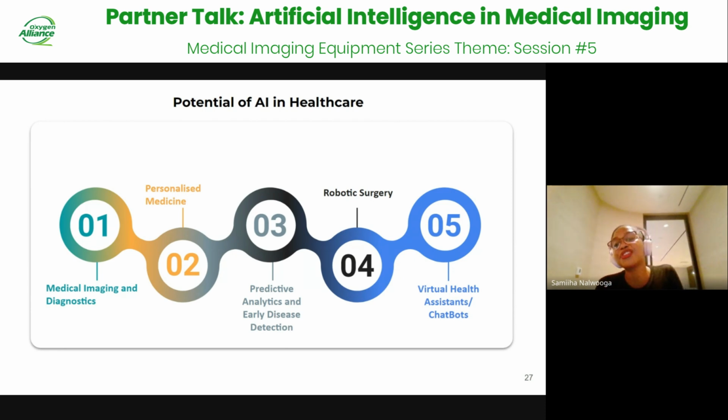Then we also have things like virtual health assistants. Right now, you've heard of things like Siri, Alexa, Google Assistant.